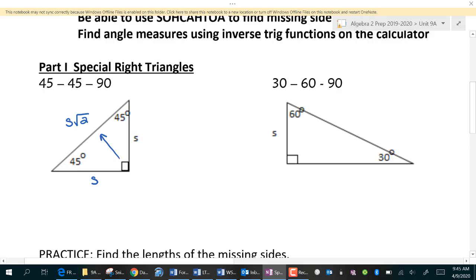Then for our 30, 60, 90. So across from our 30 is our S side. Across from 60 is S square root 3. And then across from the 90 is 2 times that side. If you really don't like using S, you could always use X as well. And I'll show a few examples.